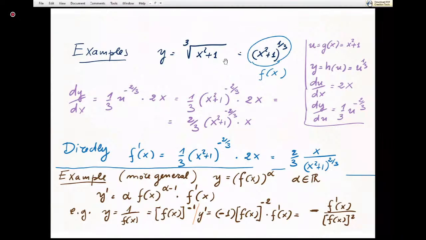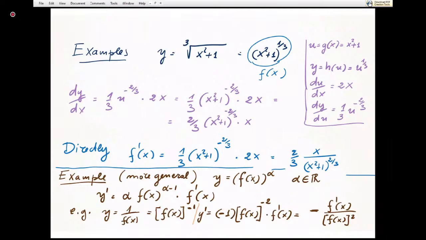But of course, if you have this function, the cubic root of x squared plus 1, it can be regarded as a composite function. This is not the only way actually. Because the argument of the cubic root is x squared plus 1, I can regard it as g of x and call it u. Then everything reduces to computing h of u, which is u to the power 1/3.